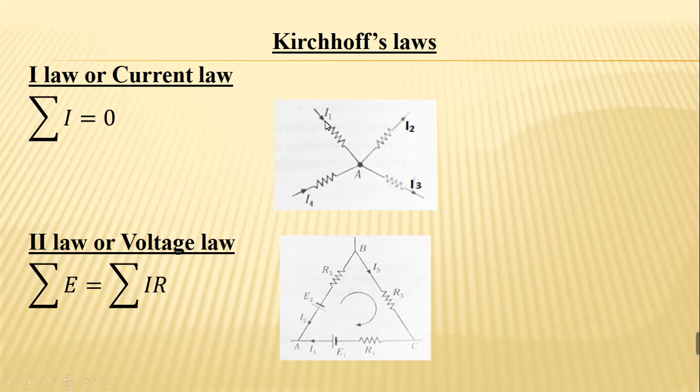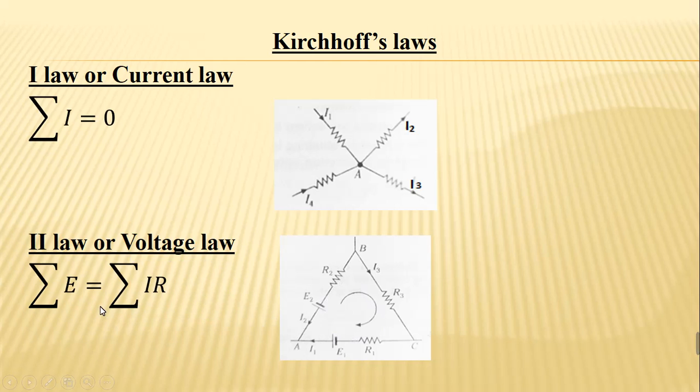That means the amount of current entering the node or a junction is exactly equal to the amount of current leaving the junction. When the network is in the form of a loop or a mesh like this, we can apply the voltage law. If the circuit consists of more than one source of EMF and a number of resistors, then we can make use of Kirchhoff's voltage law to analyze this type of network.